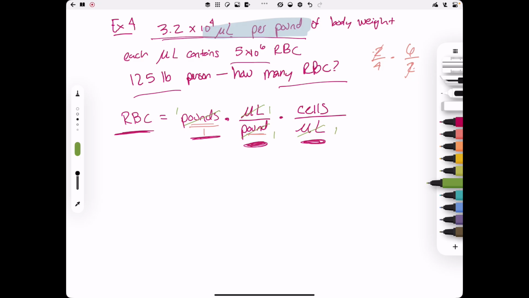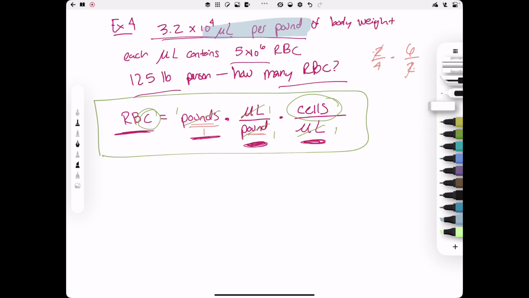What's the one unit left? Cells. Yeah, which is what I wanted, right? So if my units all work out fine, my answer better work out fine also. So really I can use this big, now messy thing as my formula to plug in all these numbers up here that they gave me.